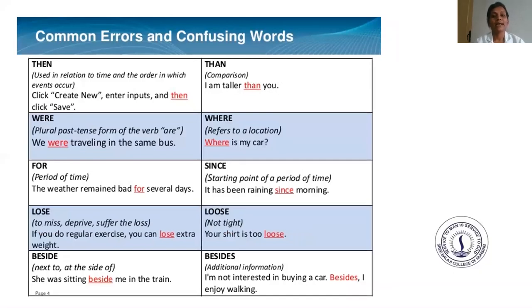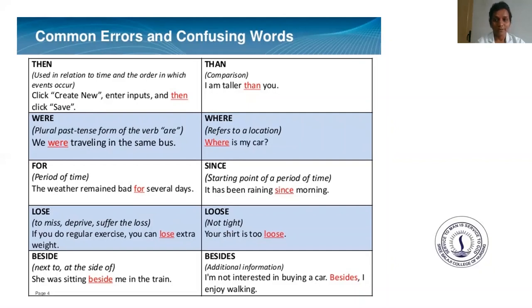Then and than. Then is used in relation to time and the order in which events occur. Click create new, enter inputs, and then click save. So this is one example of using then in a sentence. And than is used to compare. I'm taller than you.